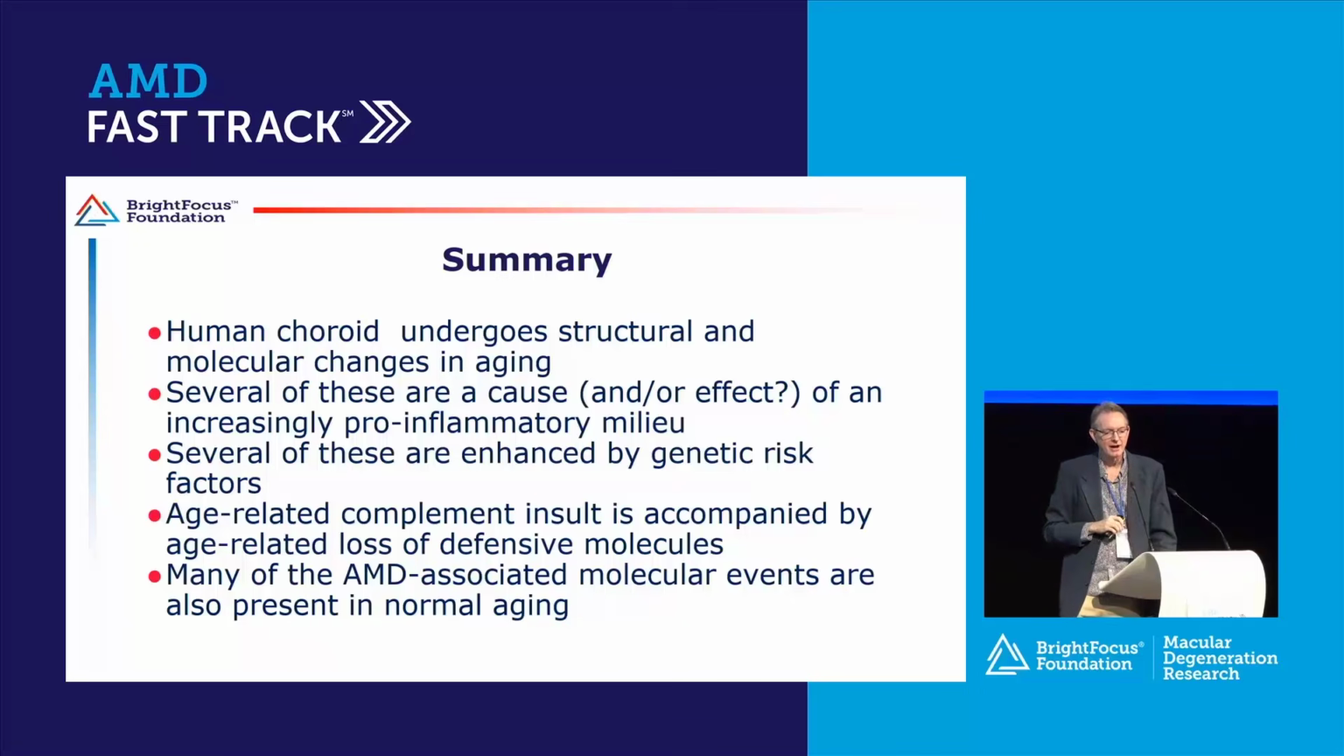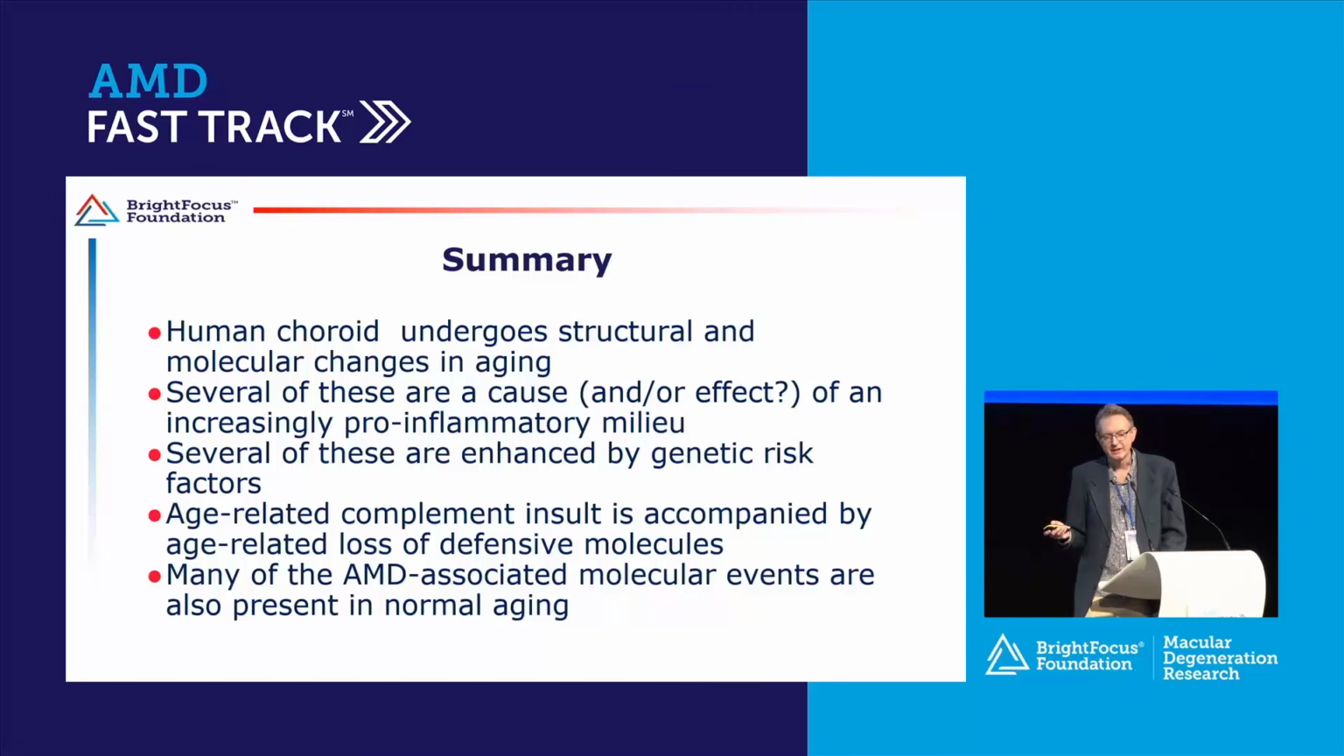So to summarize, we see that human choroid has structural and molecular changes during aging. Some of the same changes are present in AMD, just to a greater extent. These changes can be a cause or maybe an effect of a pro-inflammatory milieu that includes things like complement and C-reactive protein. And several of the molecular changes that we observe in eyes and the anatomical changes are related to the genotype of the individual.